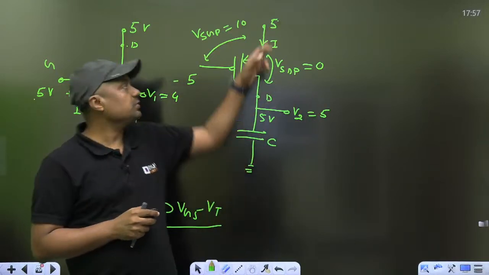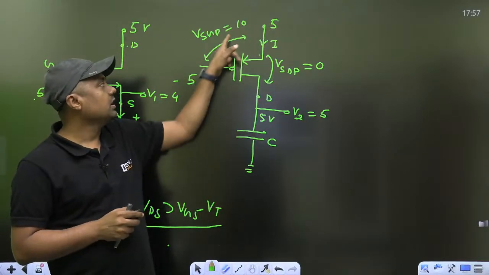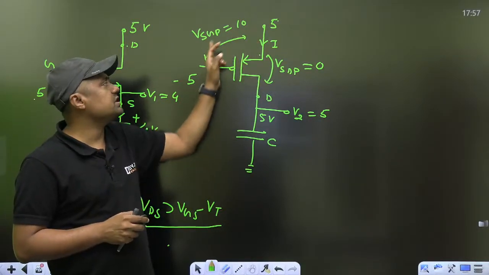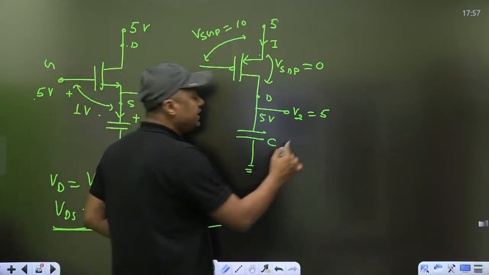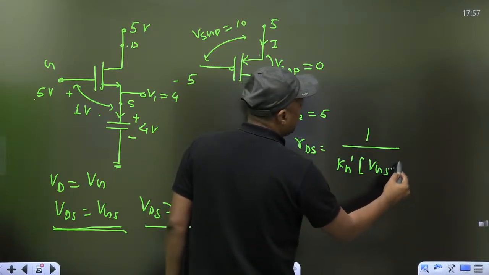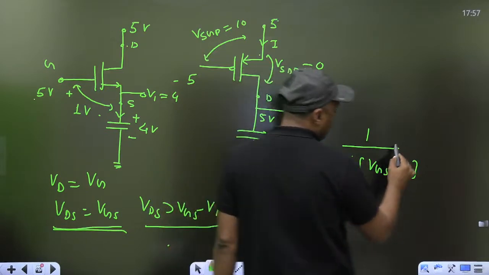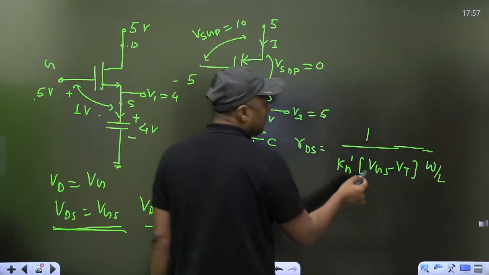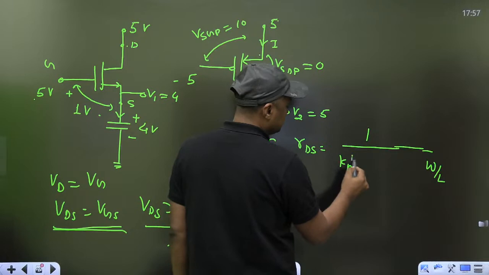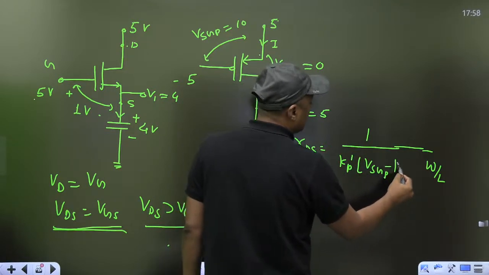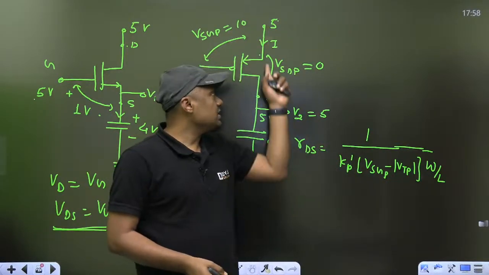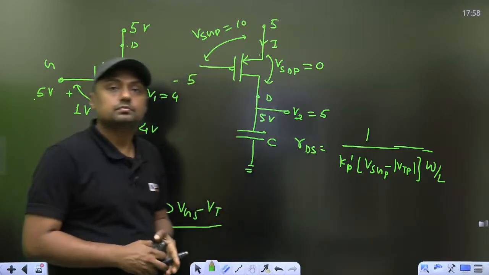In the second case it is possible because this voltage is 5 volt, this is minus 5, it is given. It is 10 volt and that's why it will almost act as what? A short circuit. Very high voltage VSGP. What will be the resistance? RDS is given by 1 by (K_n' times (VGS minus VT) times W by L). Because VSGP, for example, if you are writing for the PMOS, VSGP minus mod of VTP. Because this is very high, the resistance is very small, and it will almost act as a short circuit. Okay.